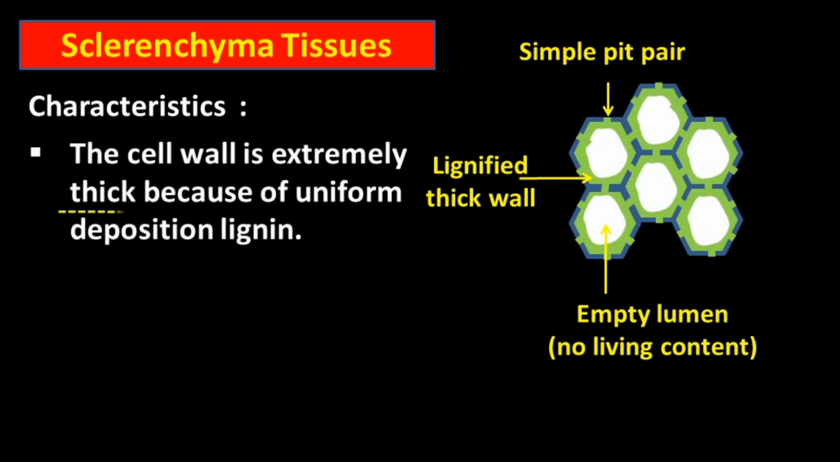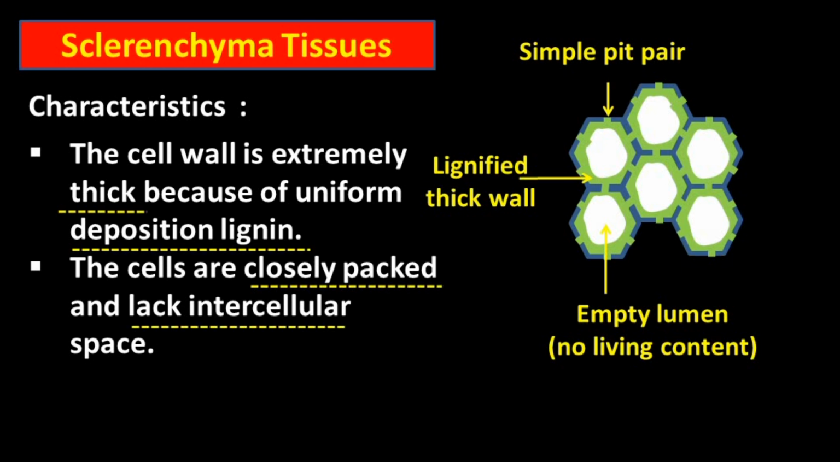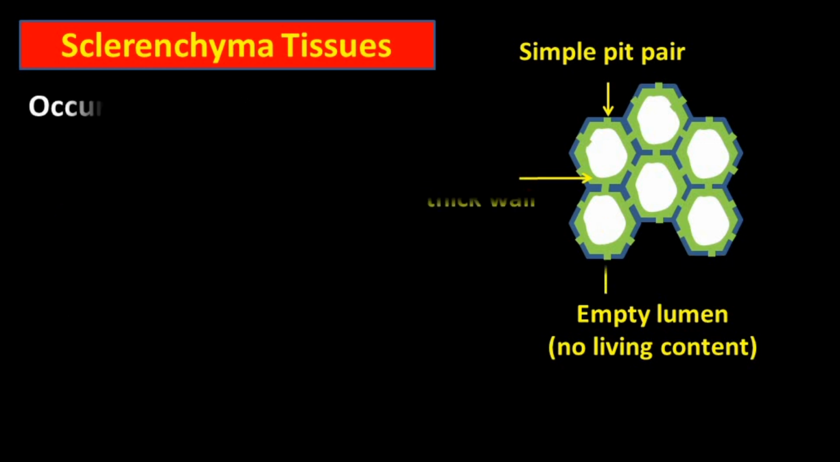The cell wall is extremely thick because of uniform deposition of lignin. Lignin works like a cement. So due to the deposition of lignin, the cell walls become very thick and hard. These cells are closely packed. It means there is no intercellular space. There is a lack of intercellular space. इनके अंदर intercellular space नहीं होता है.